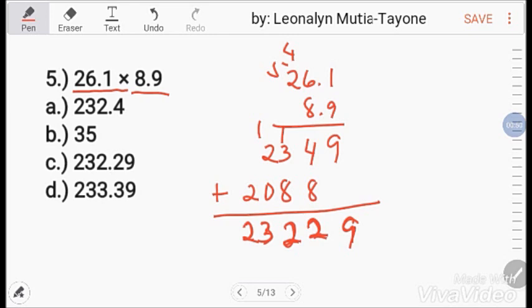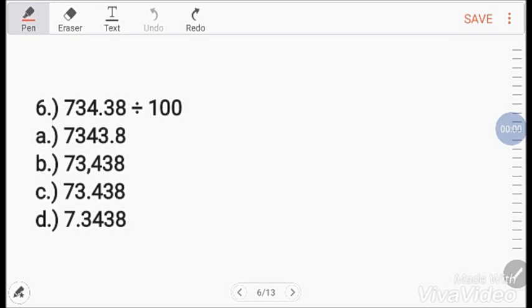I-count natin how many numbers are to the right of the decimal. Ilan ba? 1, 2. Diba? 1, 2. So, the answer is 232.29. Ito ang sagot. Now, let's do division.